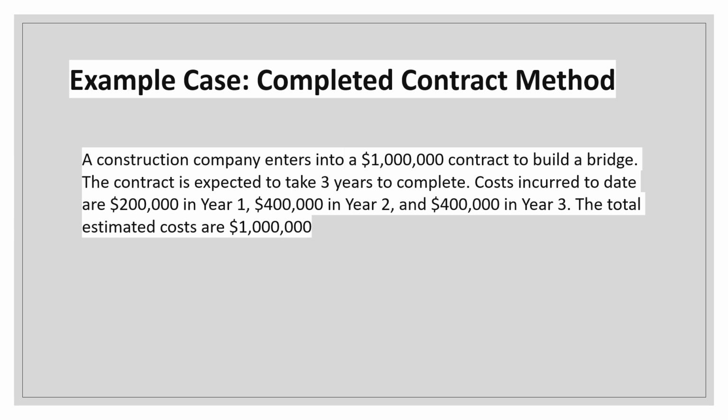Now, let's look at completed contract method. A construction company enters into a $1 million contract to build a bridge. The contract is expected to take 3 years to complete. Costs incurred to date are $200,000 in year 1, $400,000 in year 2, and $400,000 in year 3. The total estimated costs are $1 million.